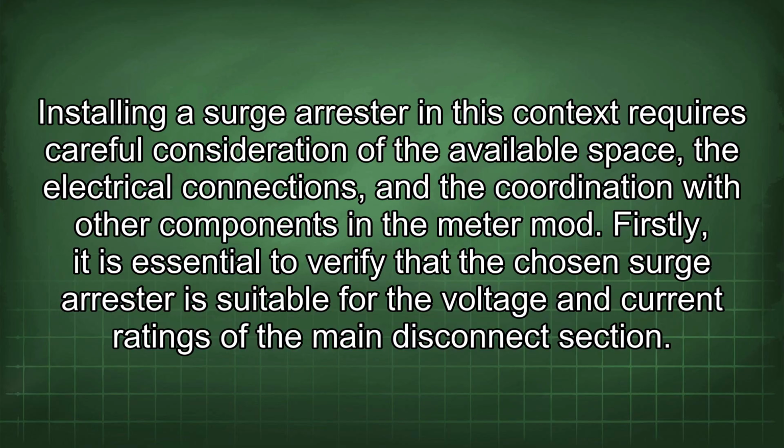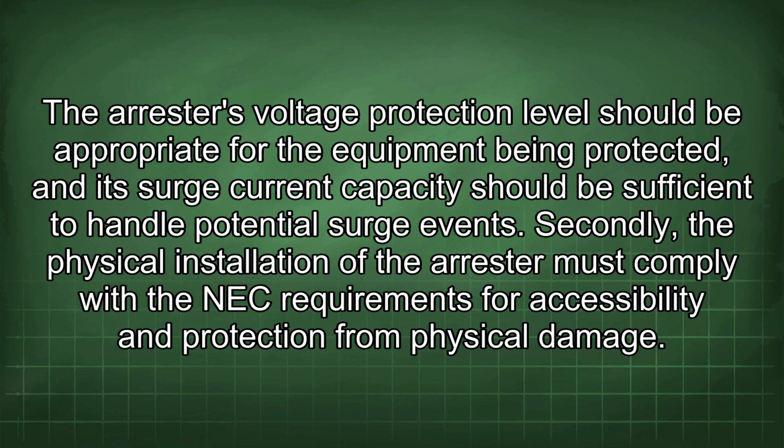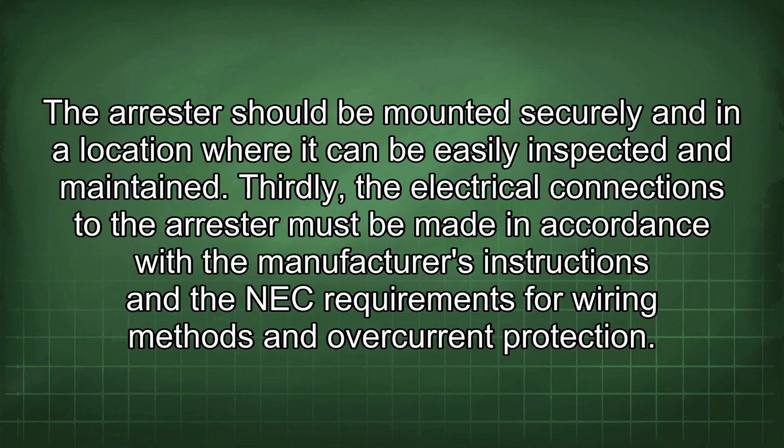Firstly, it is essential to verify that the chosen surge arrestor is suitable for the voltage and current ratings of the main disconnect section. The arrestor's voltage protection level should be appropriate for the equipment being protected, and its surge current capacity should be sufficient to handle potential surge events. Secondly, the physical installation of the arrestor must comply with the NEC requirements for accessibility and protection from physical damage. The arrestor should be mounted securely and in a location where it can be easily inspected and maintained.